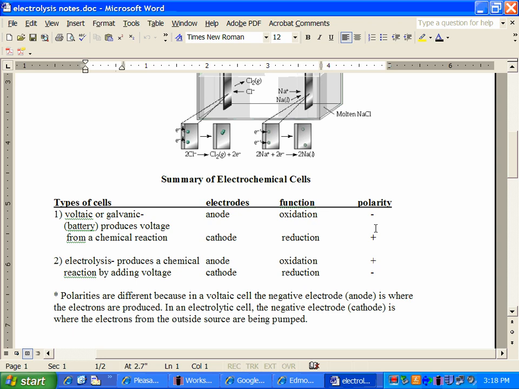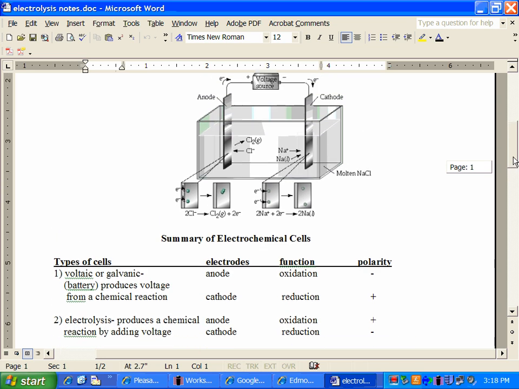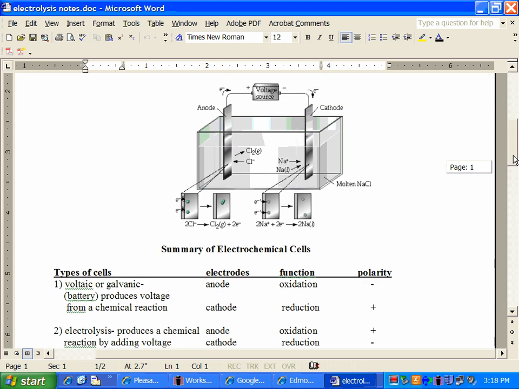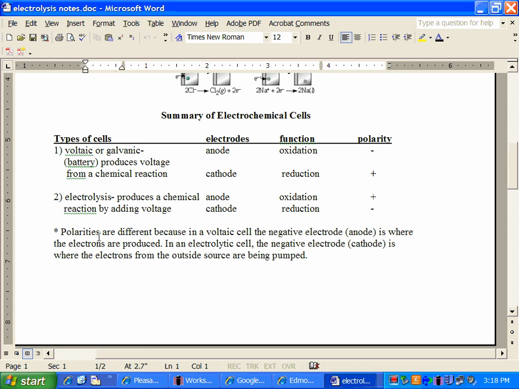Electrolysis, on the other hand, is pretty much the opposite definition. This time you can produce a chemical reaction by actually adding voltage. You have to send some electricity through it to make the chemical reaction take place. The anode is still oxidation, the cathode is still reduction, but as far as the labeling, when we label those cells, we label the anode as positive and we label the cathode as negative. And here's the reason. The polarities are different because in a voltaic cell, the negative electrode, which is the anode, is where the electrons are being produced. In an electrolytic cell, the negative electrode, which now is actually called the cathode, is where the electrons from the outside source are being pumped to.